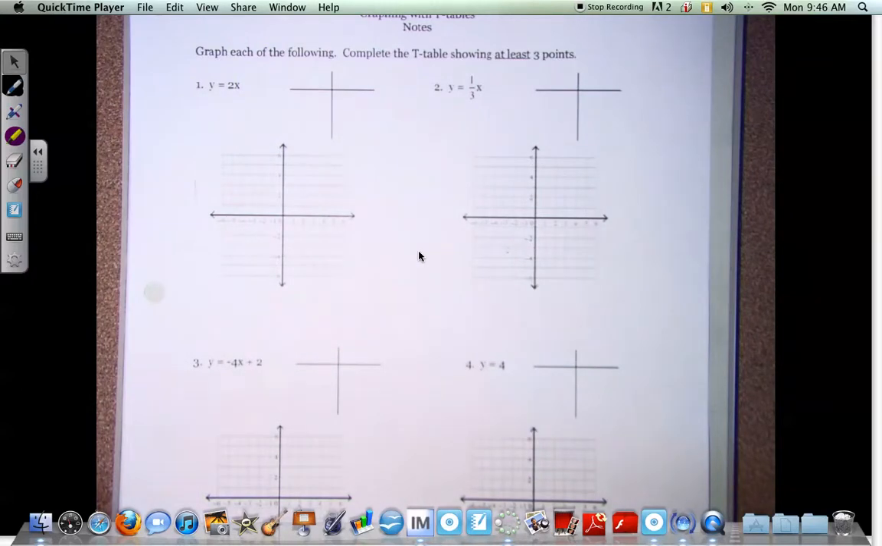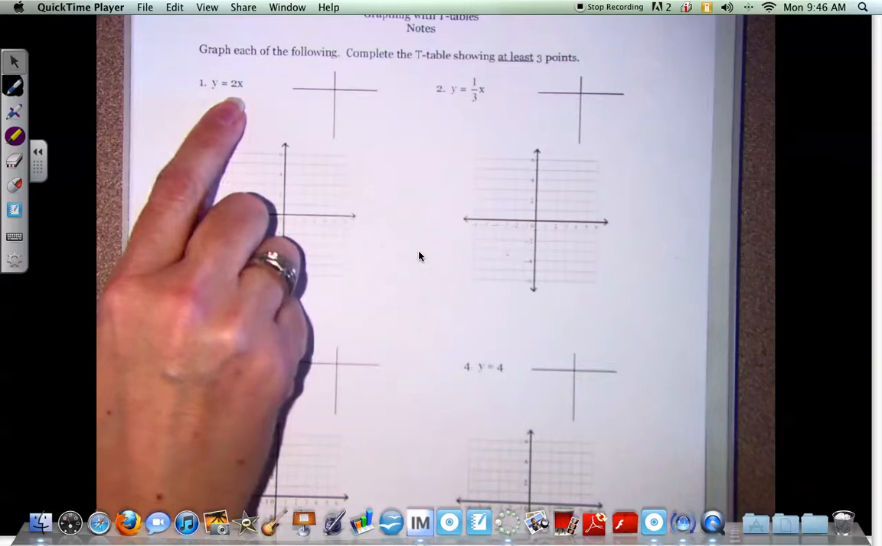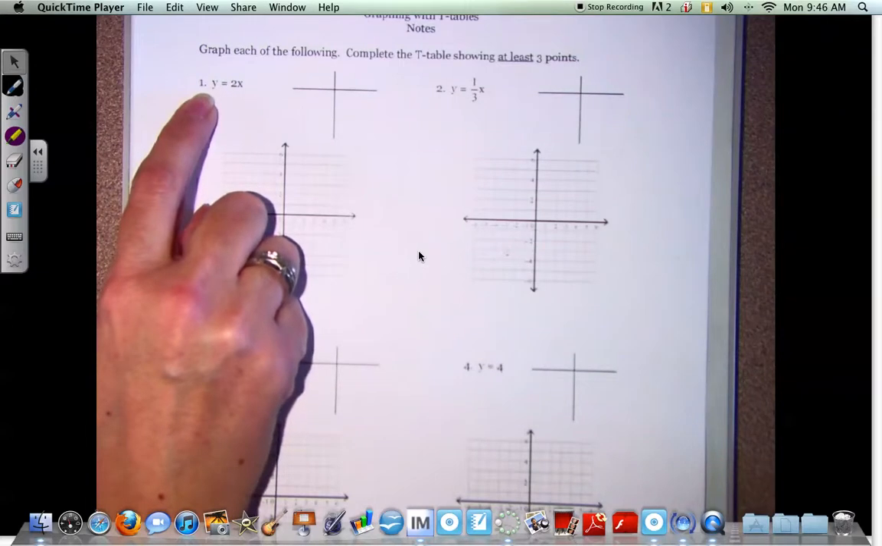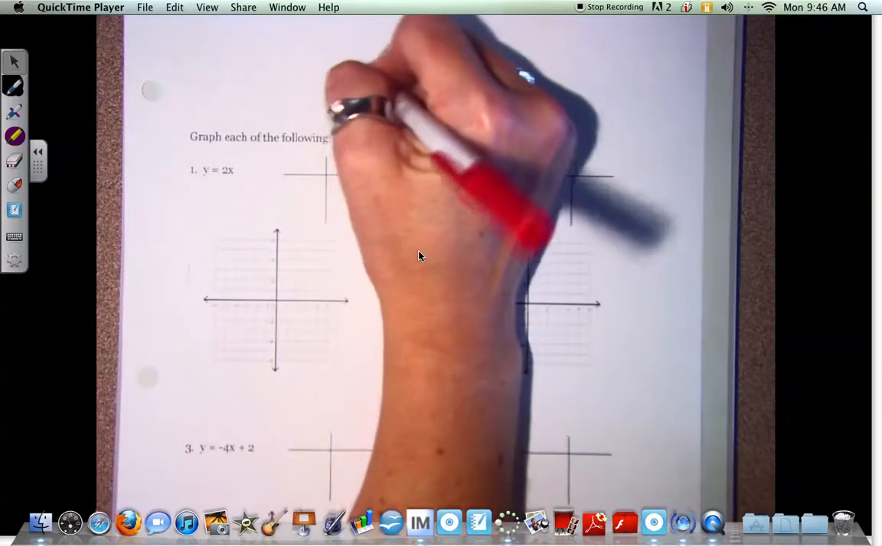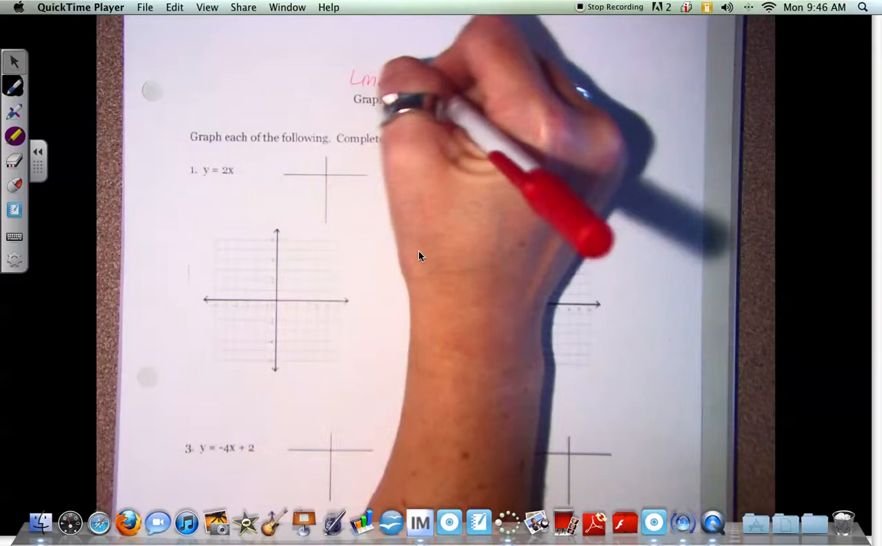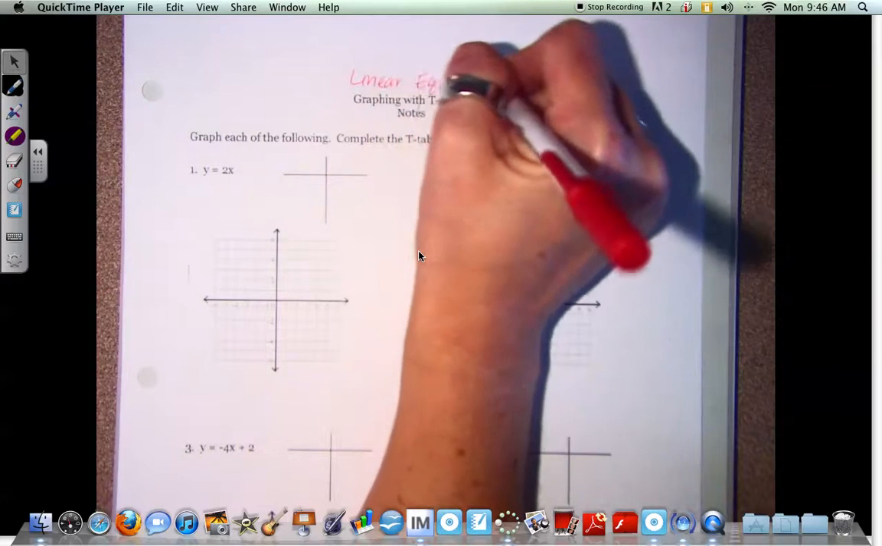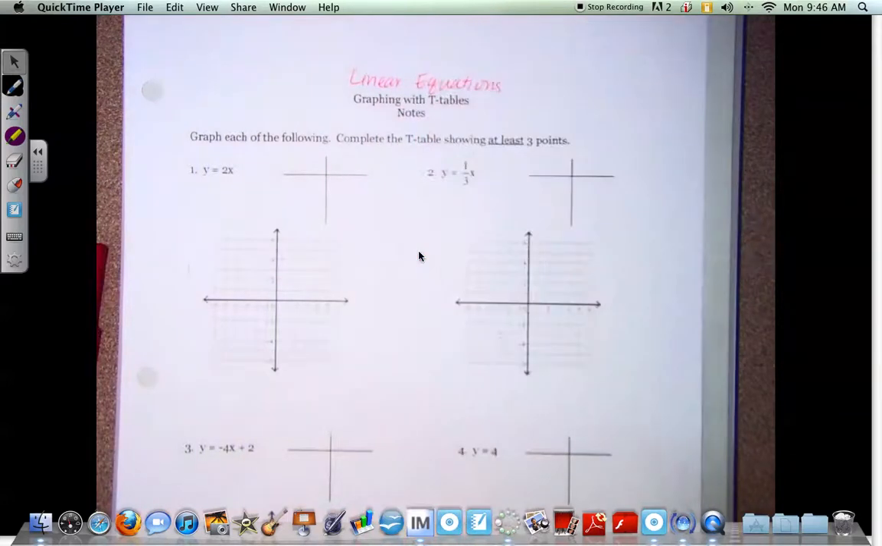So today what we're looking at is you're given an equation, and we're going to do a similar process. We're going to choose values for X, and we're going to get out values for Y. We're going to plot those points. We refer to these as linear equations. Linear means we're going to draw what? Lines. Yes.